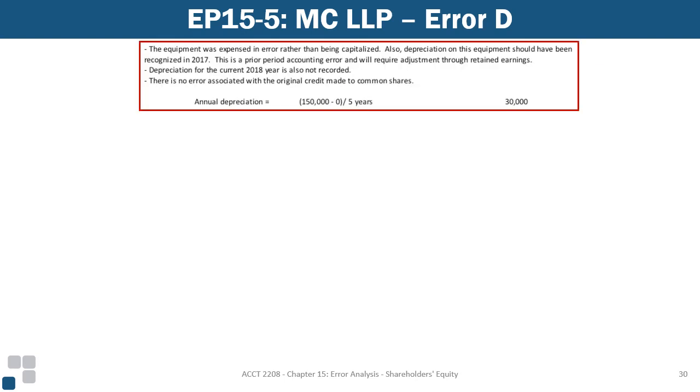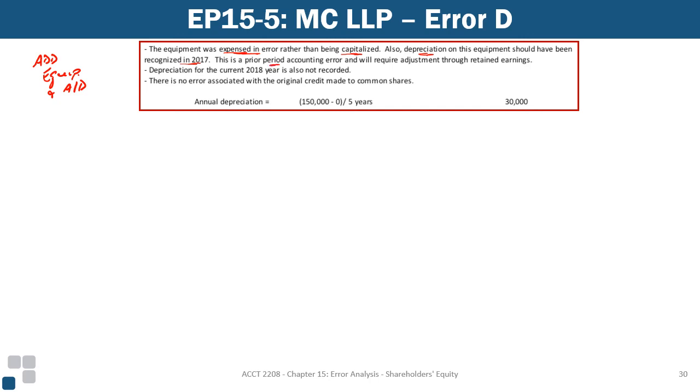Of course, what should have happened is that equipment should have been capitalized, but instead it was expensed in error. So that means right out of the gates that even though that was last year, our balance sheet is missing an equipment balance. And so we have to add, if you're just making notes, an equipment account and an accumulated depreciation account for it, right? Because it should have been depreciated in 2017 as well as 2018.